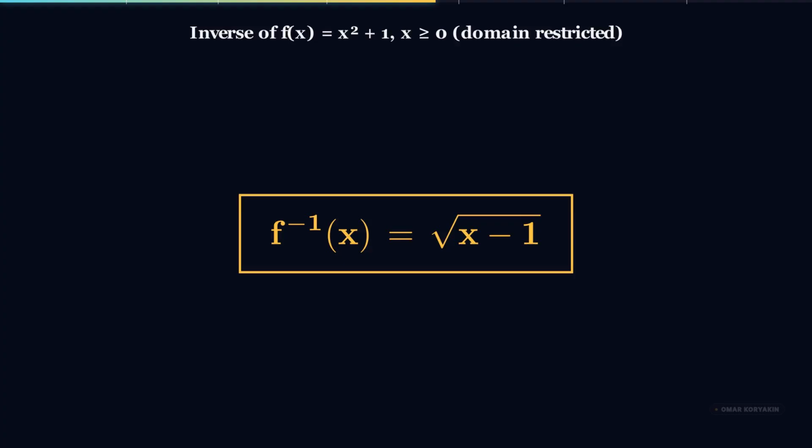The big lesson from this example is the domain restriction move. Functions that fail the horizontal line test over their natural domain can sometimes be made invertible by restricting the domain to a subset where the test passes. Squared functions, absolute value functions, and many trig functions all use this restriction trick to define partial inverses. Always check the 1 to 1 property before computing an inverse, and restrict the domain explicitly if needed.